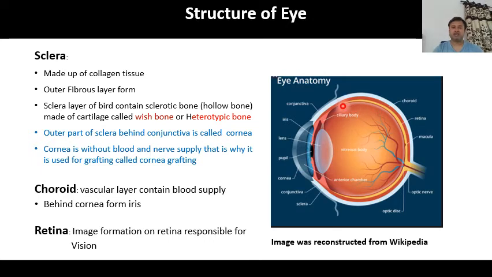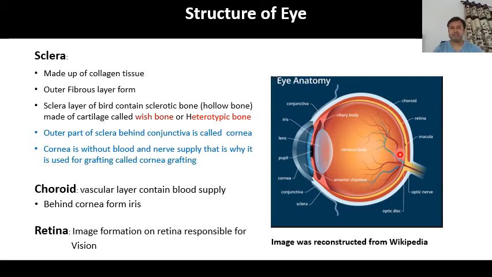The second layer is the choroid layer, which is the red color you can see in the figure. It contains blood vessels, arteries and veins. That is why it appears red in color, and it forms the iris structure in the front region. So this is the iris structure which is modified from the choroid layer.